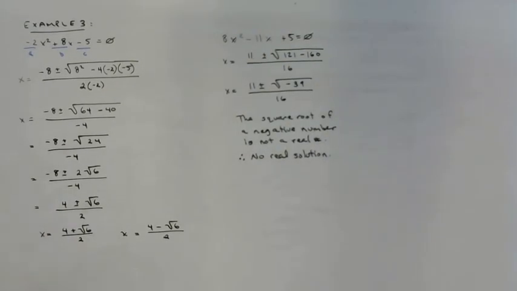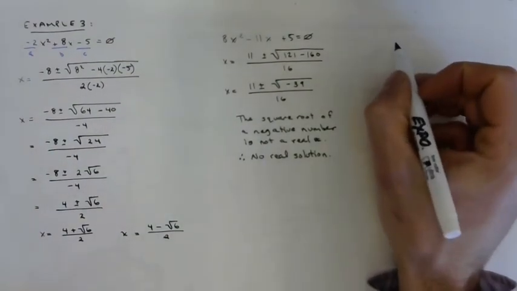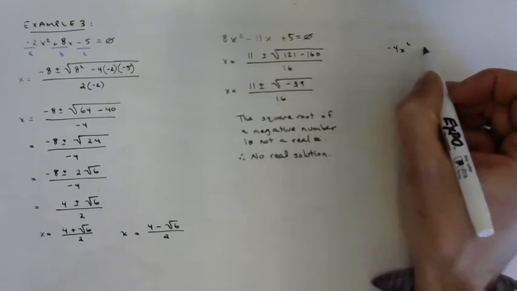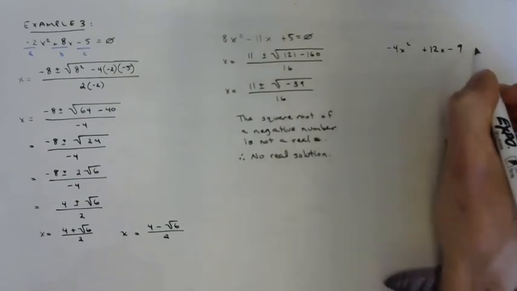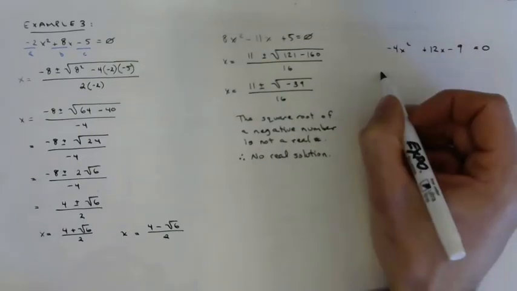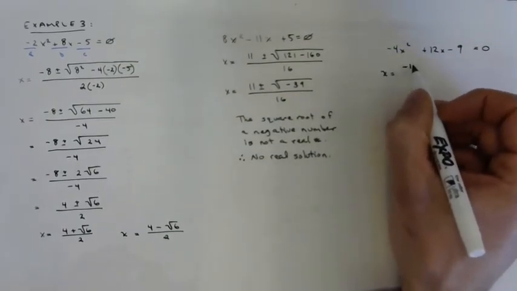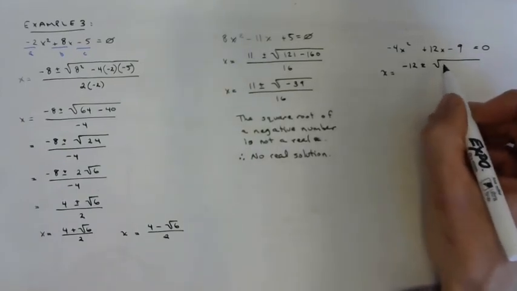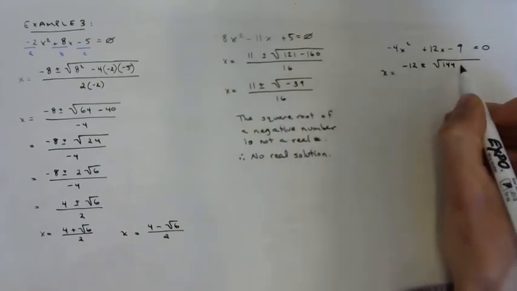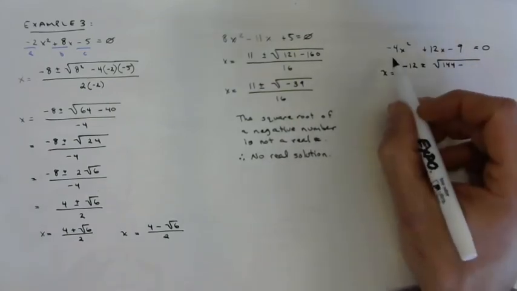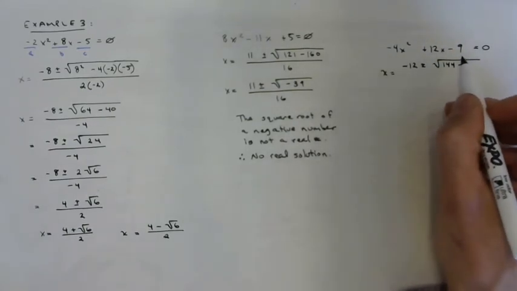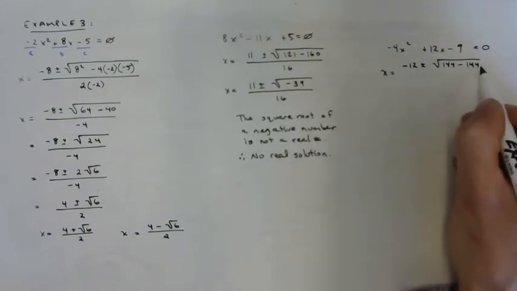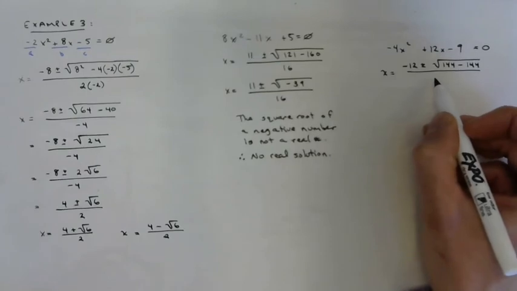Okay, good. Watch what happens in the next one. We have negative 4x squared plus 12x minus 9 equals 0. Quadratic formula. Negative b, that's negative 12, plus or minus square root of b squared, that's 12 squared is 144, minus 4ac, 4 times 4 is 16, 16 times 9 is 144, 3 negative factors is a negative, so 144. Ah, that's why it only has one solution.